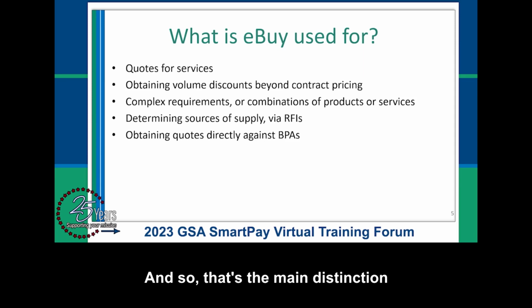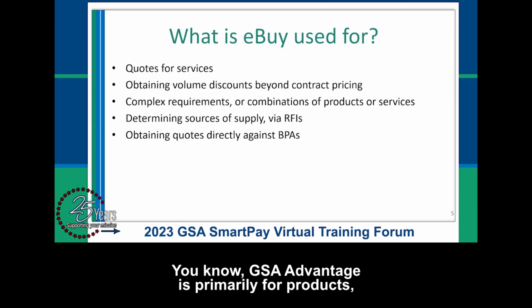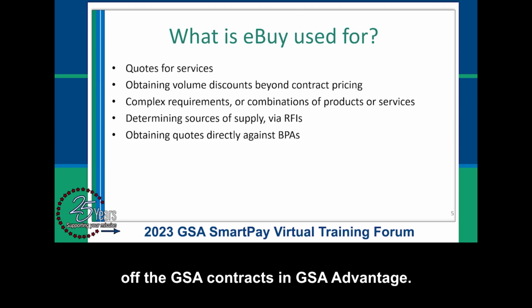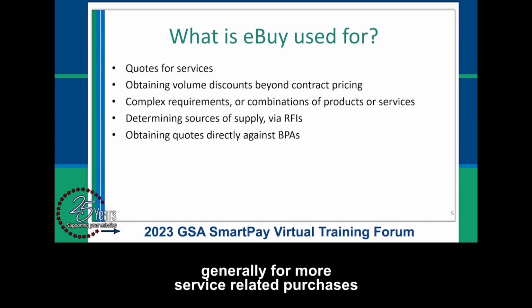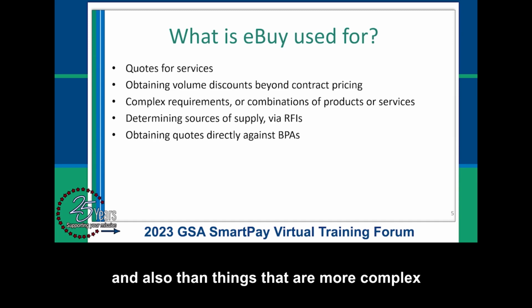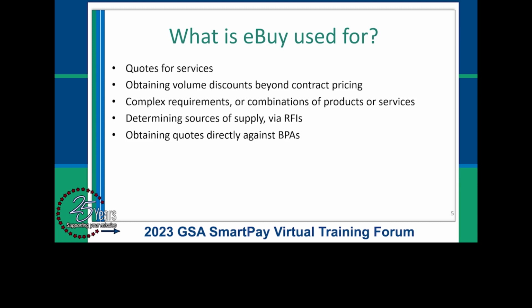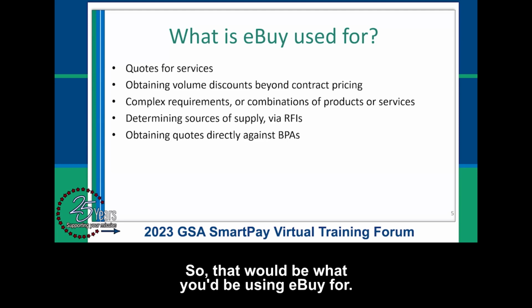And so that's the main distinction between GSA Advantage and eBuy. GSA Advantage is primarily for products, although there are some services, but there are literally millions and millions of products available that you can purchase off the GSA contracts in GSA Advantage. But eBuy is generally for more service-related purchases, and also things that are more complex than just simply purchasing products. So that would be what you'd be using eBuy for.